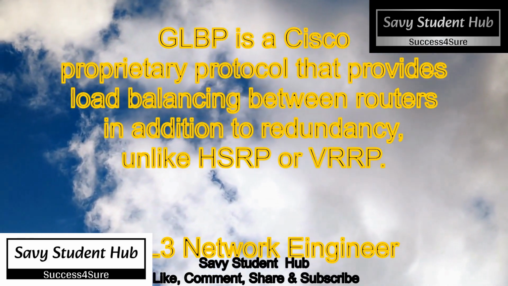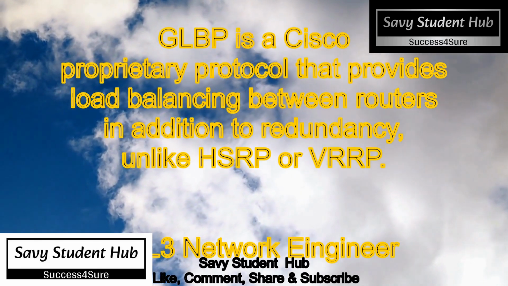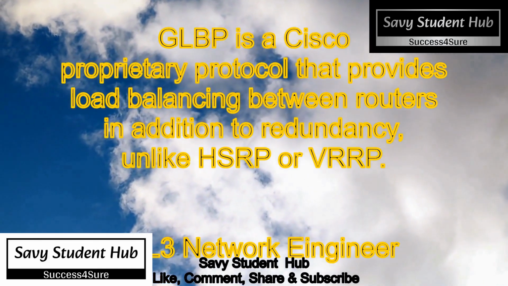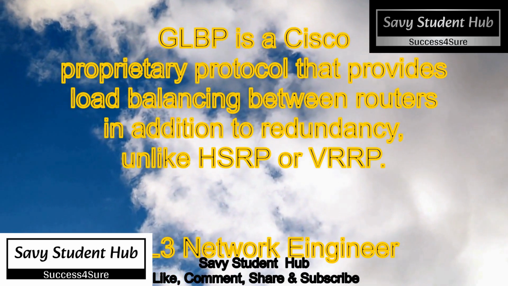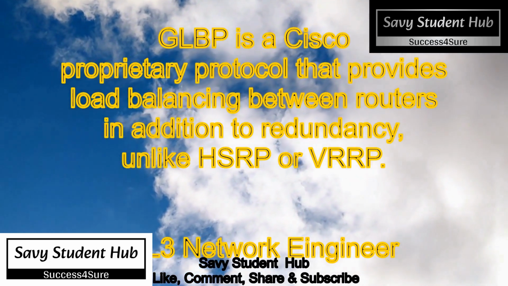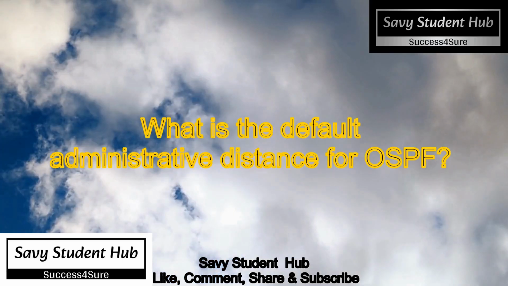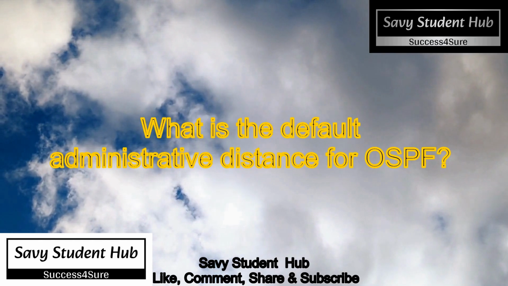GLBP is a Cisco proprietary protocol that provides load balancing between routers in addition to redundancy, unlike HSRP or VRRP. What is the default administrative distance for OSPF?